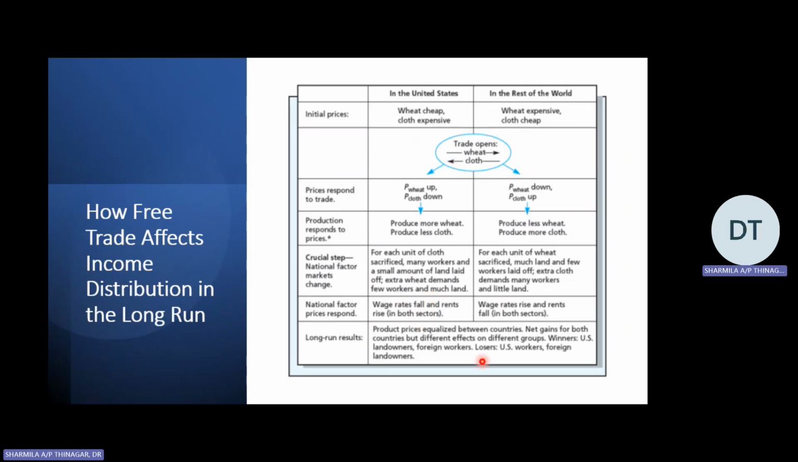So you have to see first, what is the initial price? When I have trading, what happens? What happens to the price level after I initiate the trading? Then what happens to the production? To understand this, you have to understand the basic law of demand and law of supply. And this one, you have to think from the perspective of a producer. Is that fine, Jana?